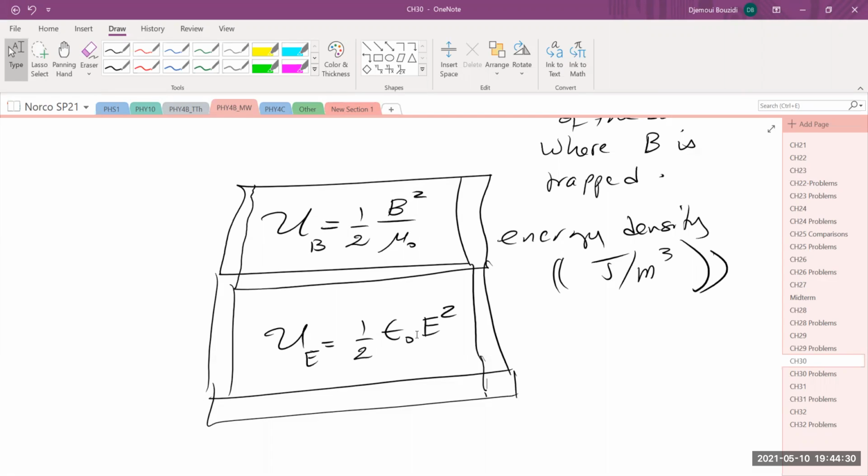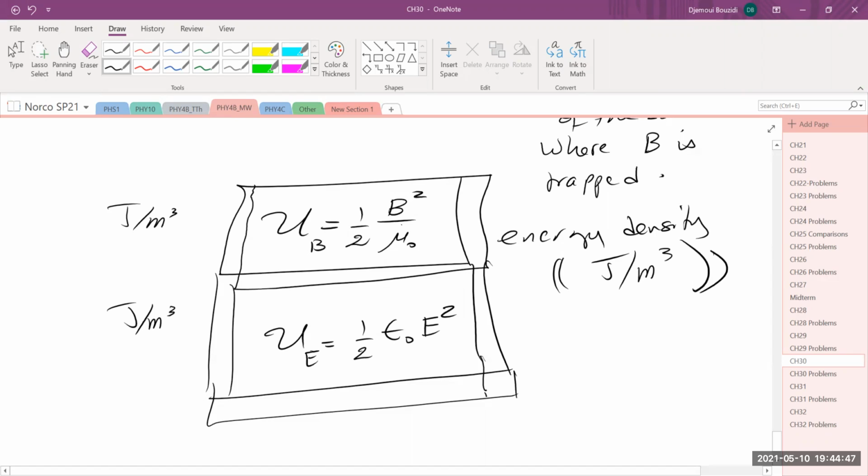Okay. You guys see the similarity between these two. It looks like there is a one-to-one similarity between the two. This one is in joules per cubic meter, and this one is also in joules per cubic meter. This has the electric field squared. This has the magnetic field squared.